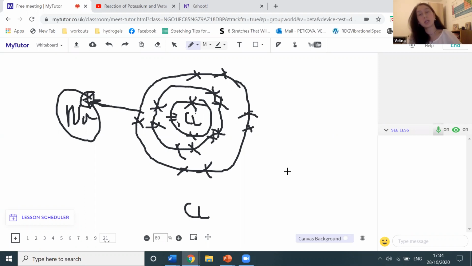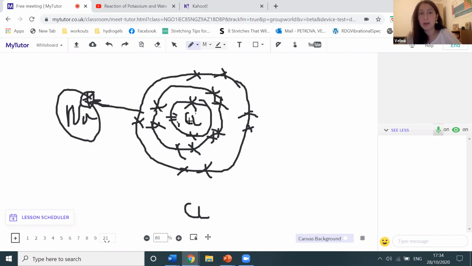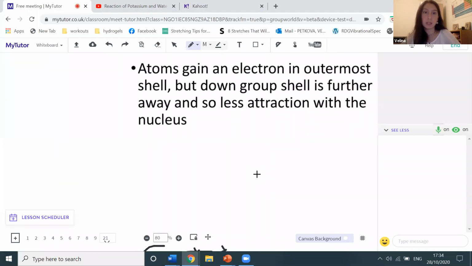And that's why reactivity decreases down the group. Because this atom is becoming larger, the attraction decreases. Also, there's more shielding, which means that these outer electrons feel less of the nuclear charge. And so therefore, it's harder to attract and gain this extra electron, and that's why the reactivity decreases.